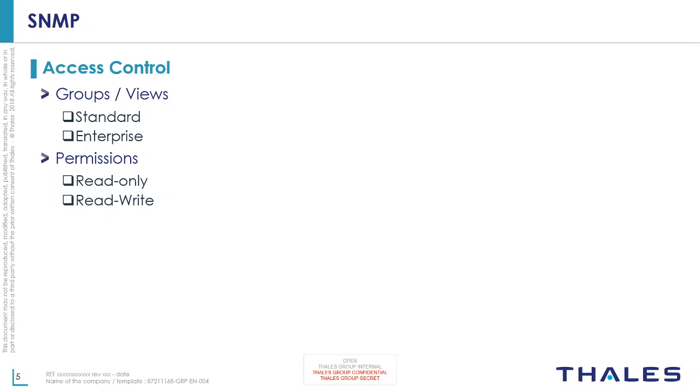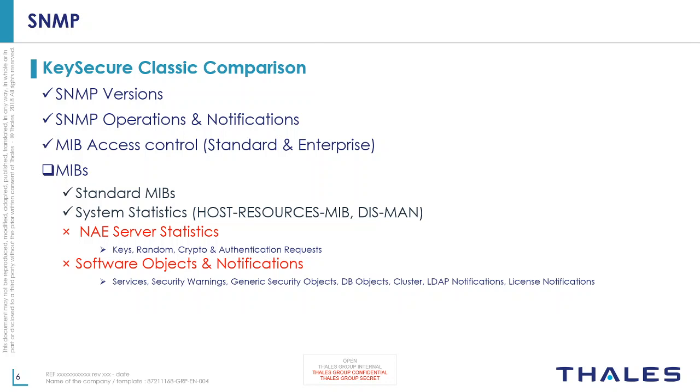K170 provides access control through two predefined groups, Standard and Enterprise, with permissions read-only and read-write. Comparing with KeySecure Classic, K170 offers the same SNMP versions, operations, notifications, and MIB access control. It implements the standard MIBs and statistics MIBs.